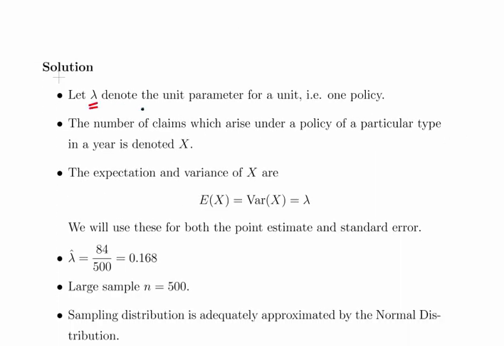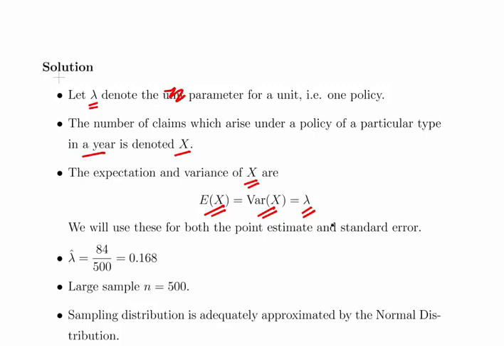Let lambda denote the parameter for one policy. The number of claims which arise under a single policy of a particular type in a year is denoted X. Now the expectation and variance of X are both lambda. This is the basis of the Poisson distribution: expectation equals variance equals lambda. That's common to all of these.